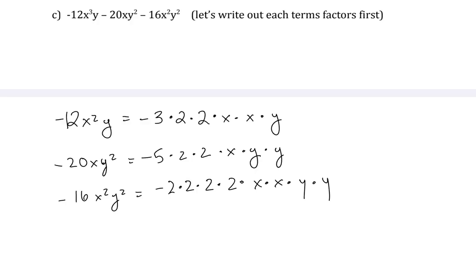Okay, so let's see what's common. I'm just going to use my highlighter function here. I'm noticing that each one has a 2 times 2, so I'm going to highlight that. This one has an x squared, but this one only has an x. So what's common isn't going to be x squared, it's just going to be one of the x's. And then last but not least, I have y squared and y squared. So the common thing between all three terms is going to be just simply y.